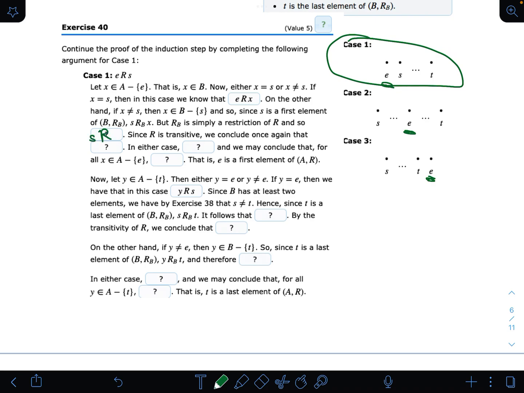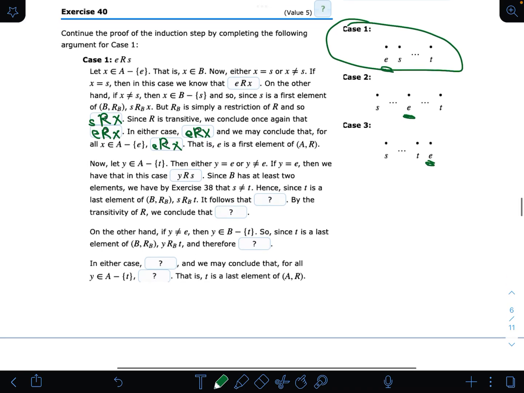But we'll just fill this in with S relates to X, and because of transitivity, we know that E relates to X. In either case, we know E relates to X, and that would tell us that E is the first element of the set.